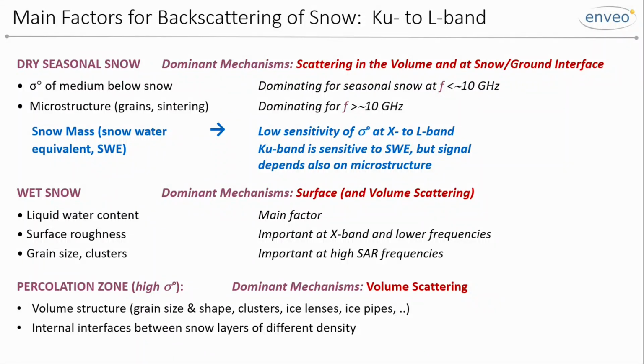For wet snow, it's totally different. You don't normally see the volume very much. It's primarily surface scattering of the air-snow interface. So penetration is in the order of a few centimeters, a wavelength or something like this.